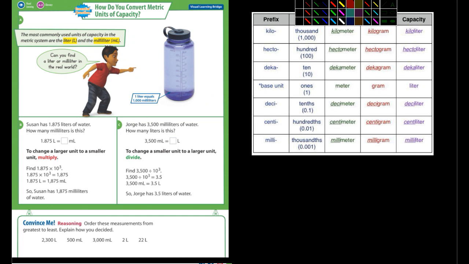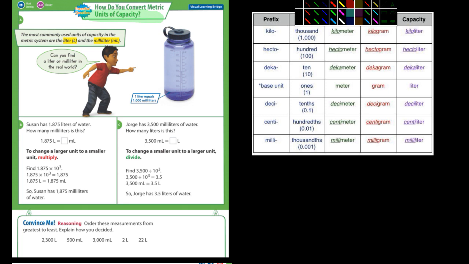So today's section is all about units of capacity. In other words, they're talking about metric units of capacity. We're talking about volume, talking about liquids. And really, there's only two that I can see in this section that they're dealing with. And it's liters and milliliters.